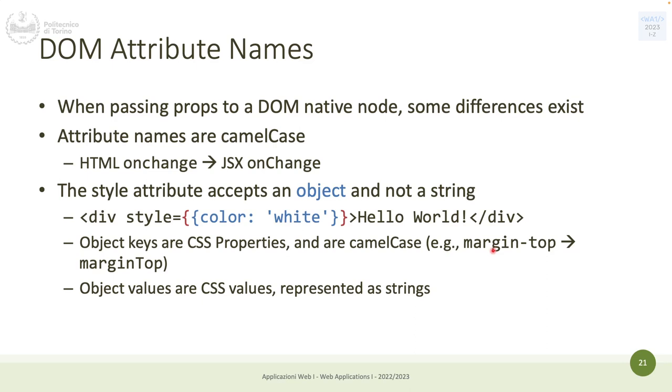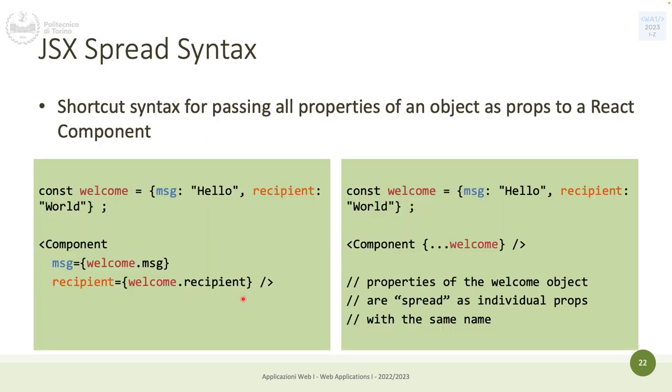All the CSS objects and properties are camel case. So margin-top becomes marginTop with a capital T. So everything that has a minus is uniformly camel case. And object values are CSS values as strings.